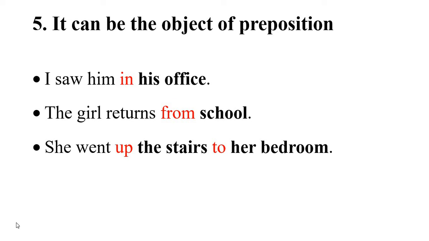The other function now, which is number 5, is that a noun phrase can be the object of preposition. Here again you notice the use of the word object, but it's not direct object or indirect object, it is something else. It has to do with the preposition. I saw him in his office. The girl returns from school. She went up the stairs to her bedroom.